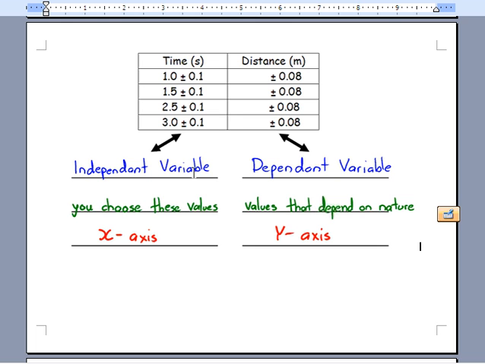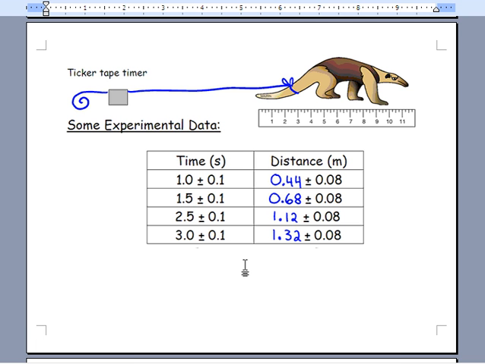And the independent variable, the one that you choose the values for, always goes on the horizontal x-axis. And the dependent variable, that we don't have control over, that depends on nature, goes on the up and down y-axis. So let's go fill these values in, just to give you some numbers that'll work nicely for this.